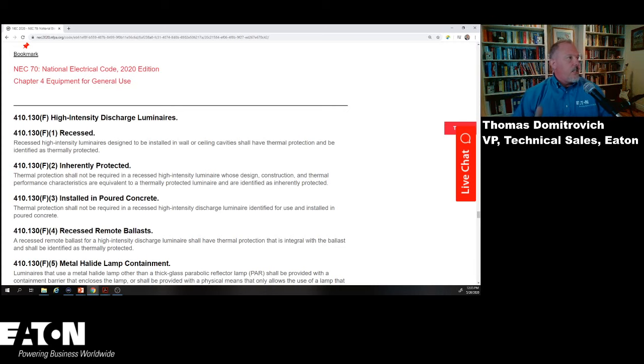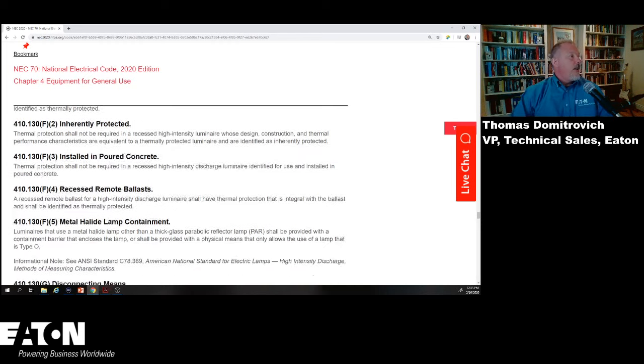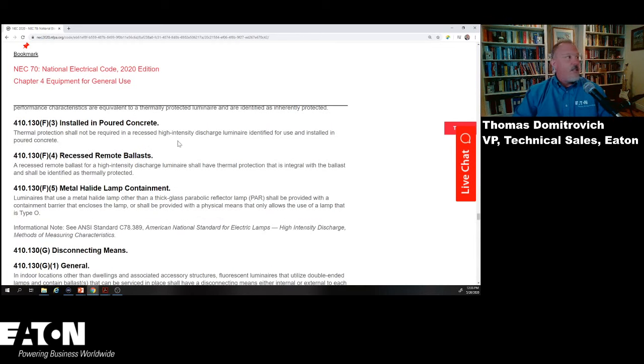It talks about recessed high-intensity luminaires designed to be installed in wall or ceiling cavities shall have thermal protection and be identified as thermally protected, or be inherently protected. F2: thermal protection shall not be required in a recessed high-intensity luminaire whose design, construction, and thermal performance characteristics are equivalent, or installed in poured concrete. And F4 is recessed remote ballast. A recessed remote ballast for a high-intensity discharge luminaire shall have thermal protection that is integral with the ballast and shall be identified as thermally protected.